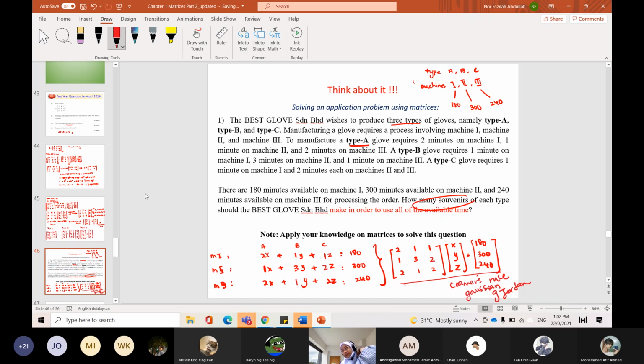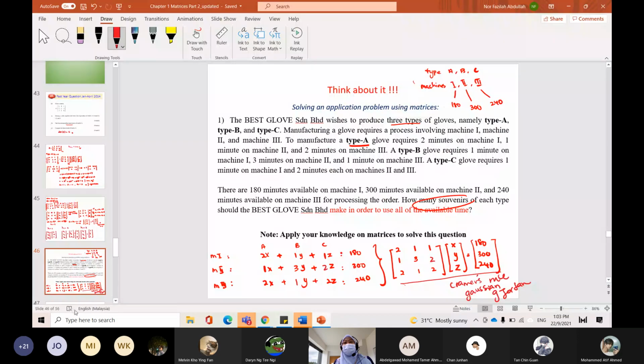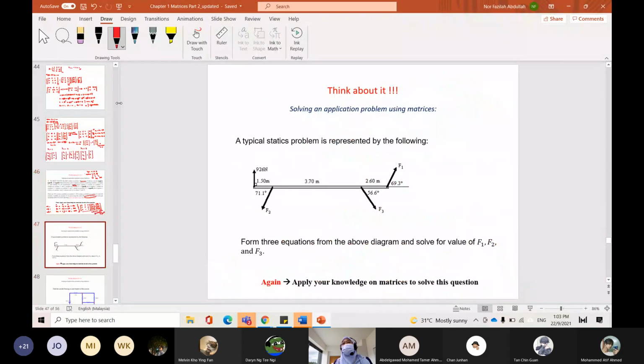Any question for this type of problem? Any question? No, Miss. Okay, how about the rest? Are you okay? Yes, Miss. Okay, if okay, then we move to another example.